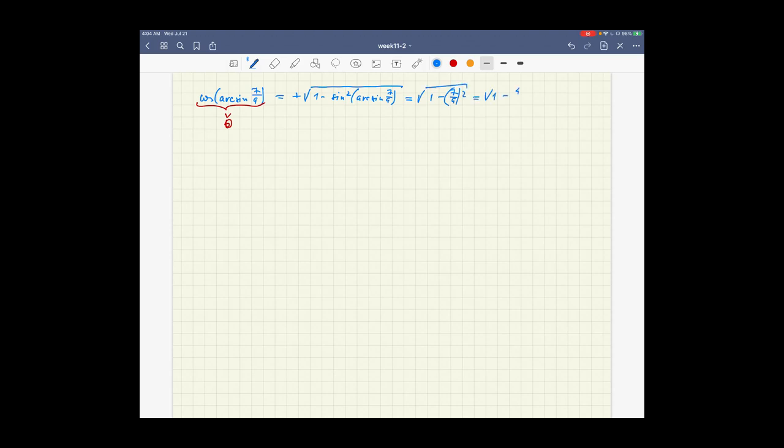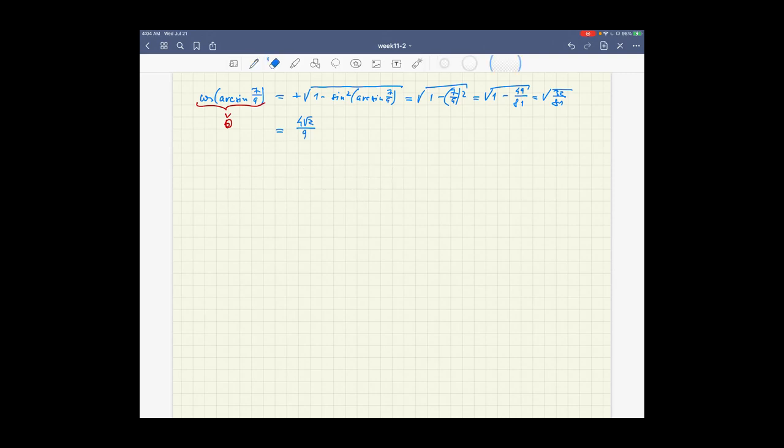That is 49 over 81. 81 minus 49 is 32. Root 32 is 4 root 2. And root 81 is 9.